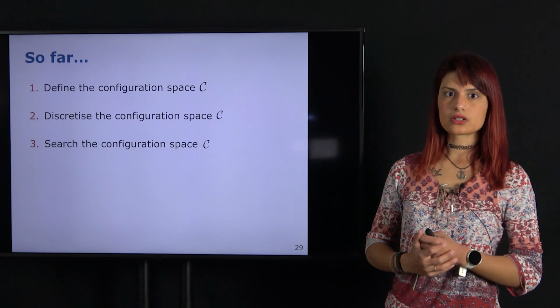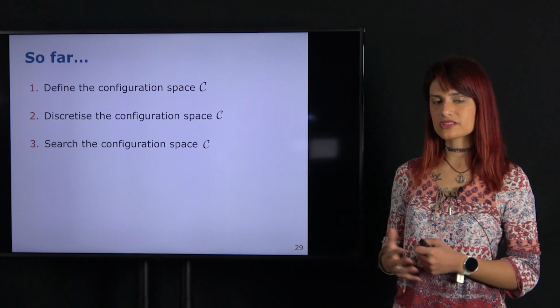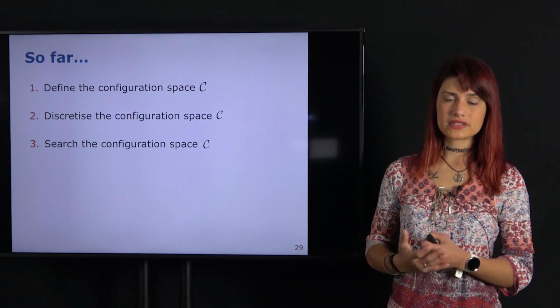Given the discrete configuration, what we then looked at is searching the configuration space, now discrete, using a method such as Dijkstra or A-star.